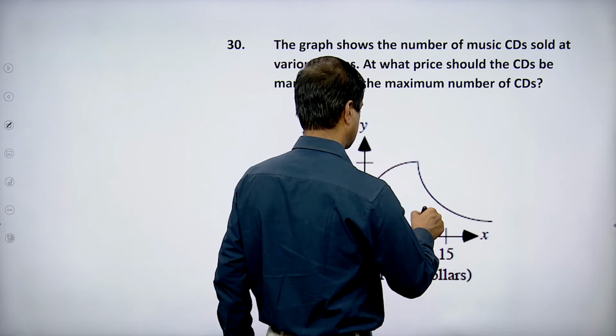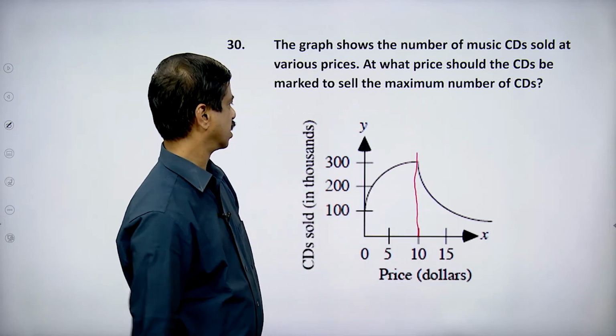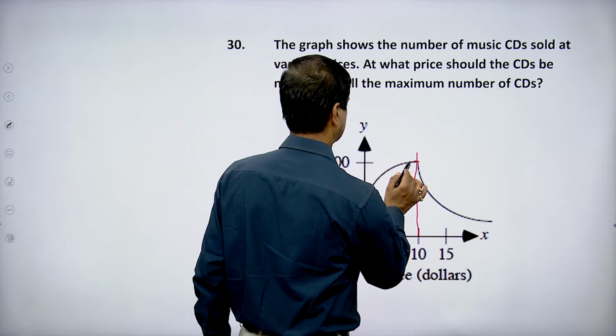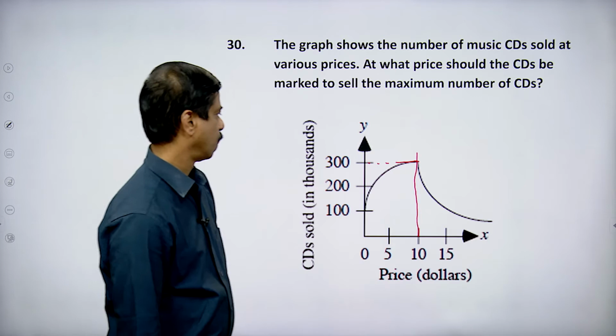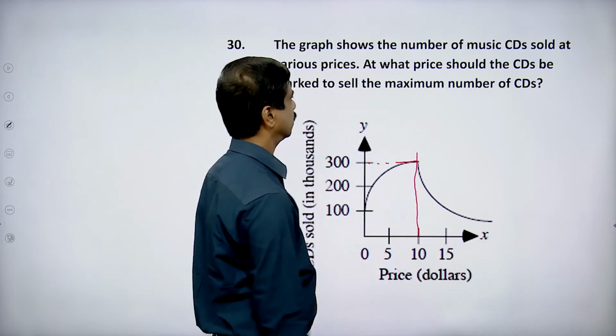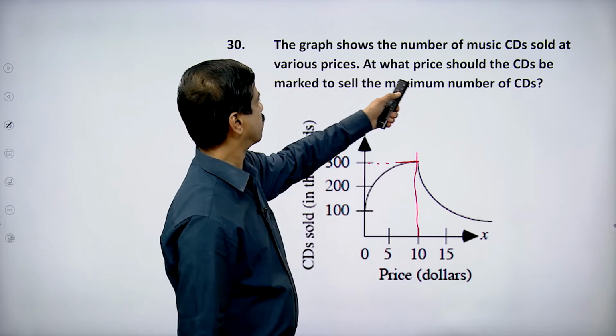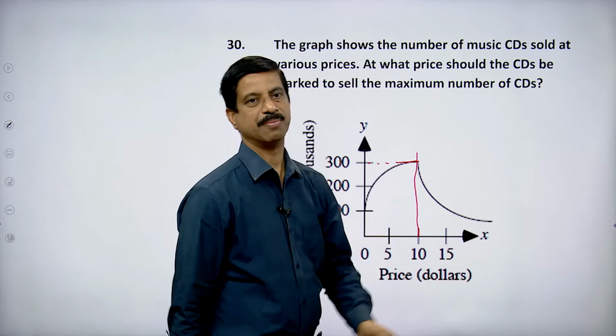You see at $10 price the number of CDs sold is highest. That is 300. So, highest is that, and the least, I don't know. Afterwards it is becoming almost parallel. At what price should the CDs be marked to sell the maximum number of CDs?